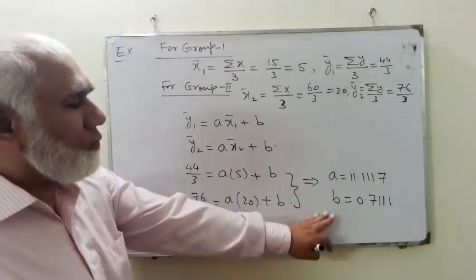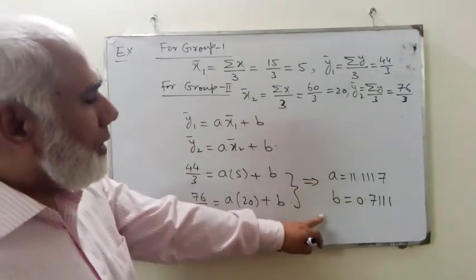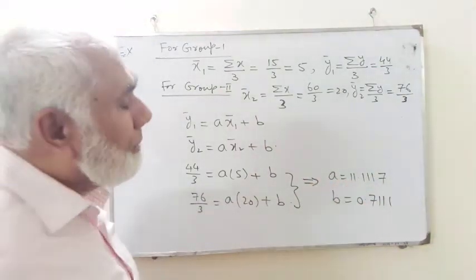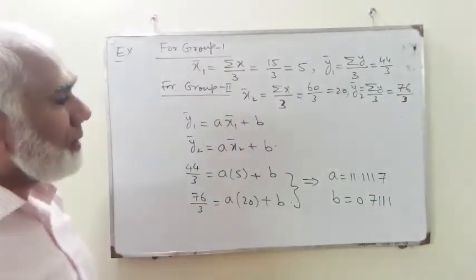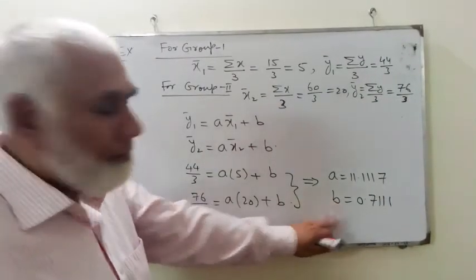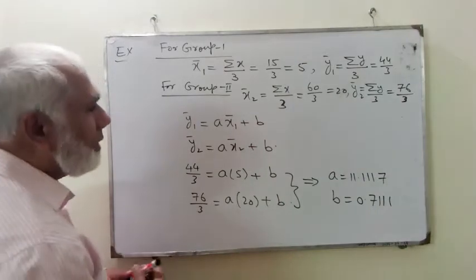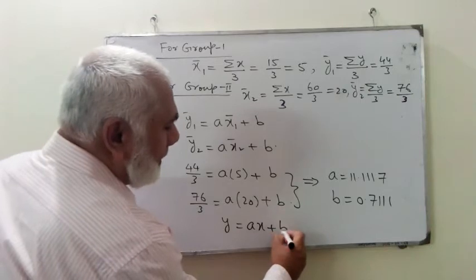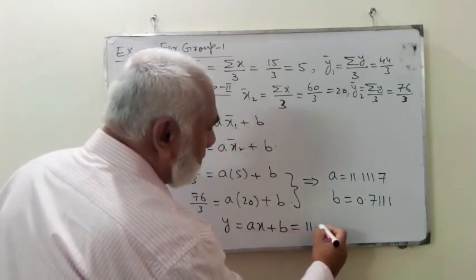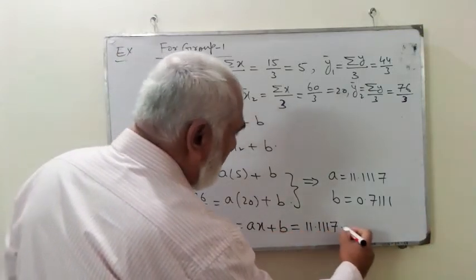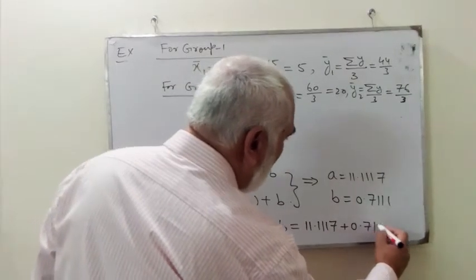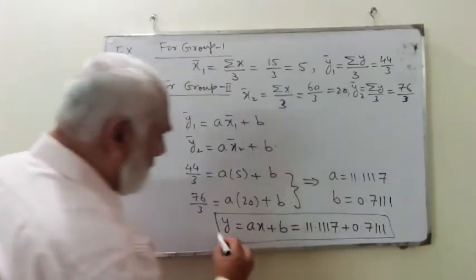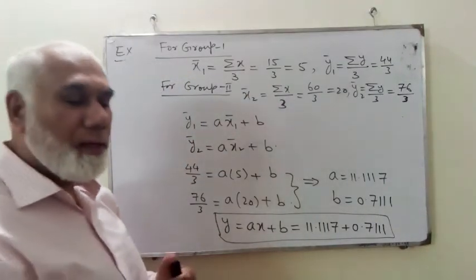Okay, after finding these two values of a and b, which was basically the main requirement of the question, the next step is to put them back into the main equation, and the main equation is y is equal to ax plus b. On putting the values, we get y is equal to 11.1117x plus 0.711. So this is the ultimate equation of the curve, which is going to approximate the given set of points.